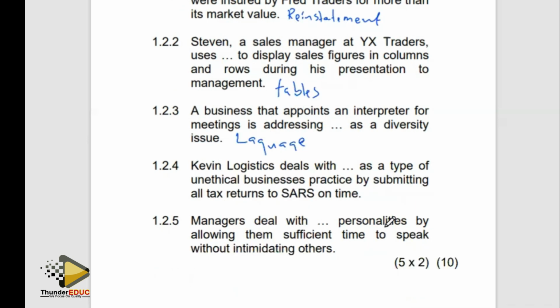Okay, right. So now let's check 1.2.4. Kelvin Logistics deals with dash as a type of unethical business practice by submitting all tax returns to the South African Revenue Service on time. So now this is going to be tax evasion. Remember those people who always make sure that they don't declare all the assets that they have, so that the South African Revenue Service won't be in the position to tax them as expected.